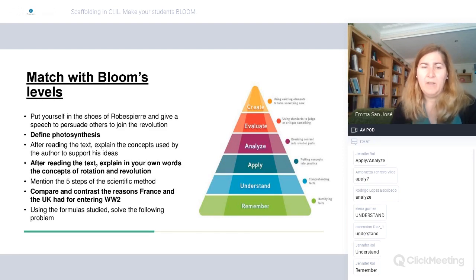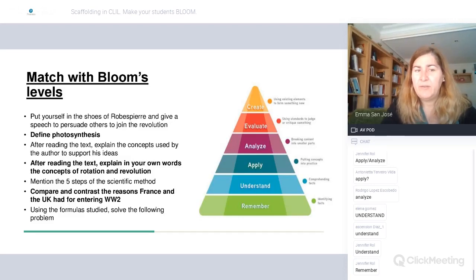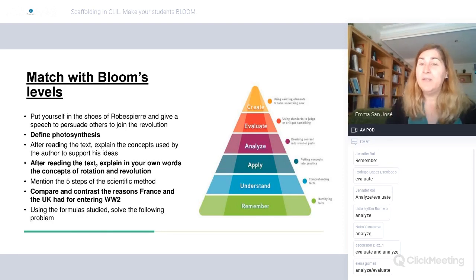What about compare and contrast the reasons France and the UK had for entering the Second World War? What about that one? Where would you put it? What kind of activity would you say it is? Okay, evaluate, analyze, evaluate. So they need to understand what the Second World War was, okay? And they need to analyze the situation in each country. And they're comparing there, so they're evaluating again, right? Very good. So you see what I mean? You need to climb up in the pyramid.